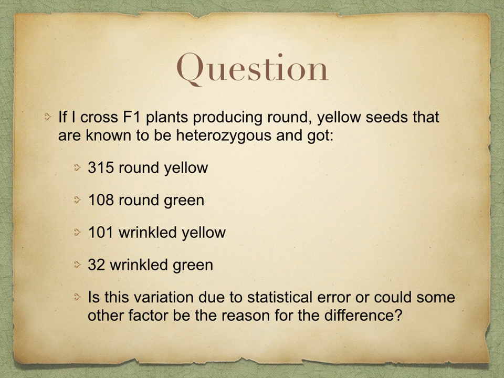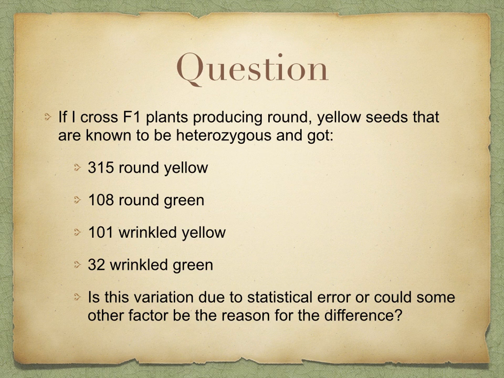Okay, let's have a look at a question. If I cross F1 plants producing round yellow seeds that are known to be heterozygous, and I got 315 round yellow seeds, 108 round green seeds, 101 wrinkled yellow seeds, and 32 wrinkled green seeds, is this variation due to statistical error, or could some other factor be the reason for the difference?